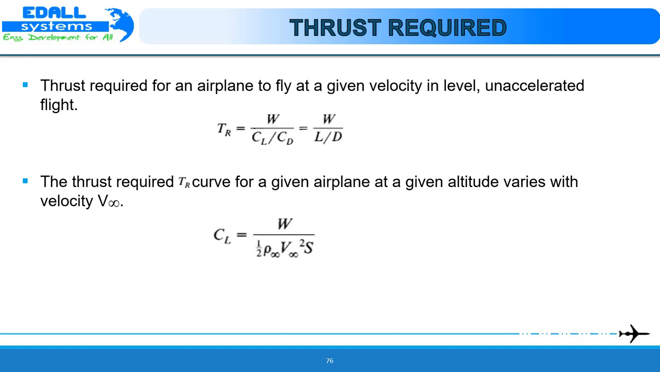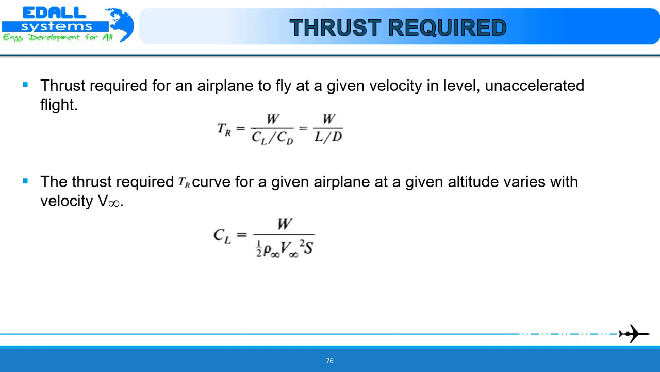Thrust required for an aeroplane to fly at a given velocity in level unaccelerated flight is given as Tr equals W by CL by CD, which equals W by L by D. Note that the subscript R has been added to thrust to emphasize that it is a thrust required.